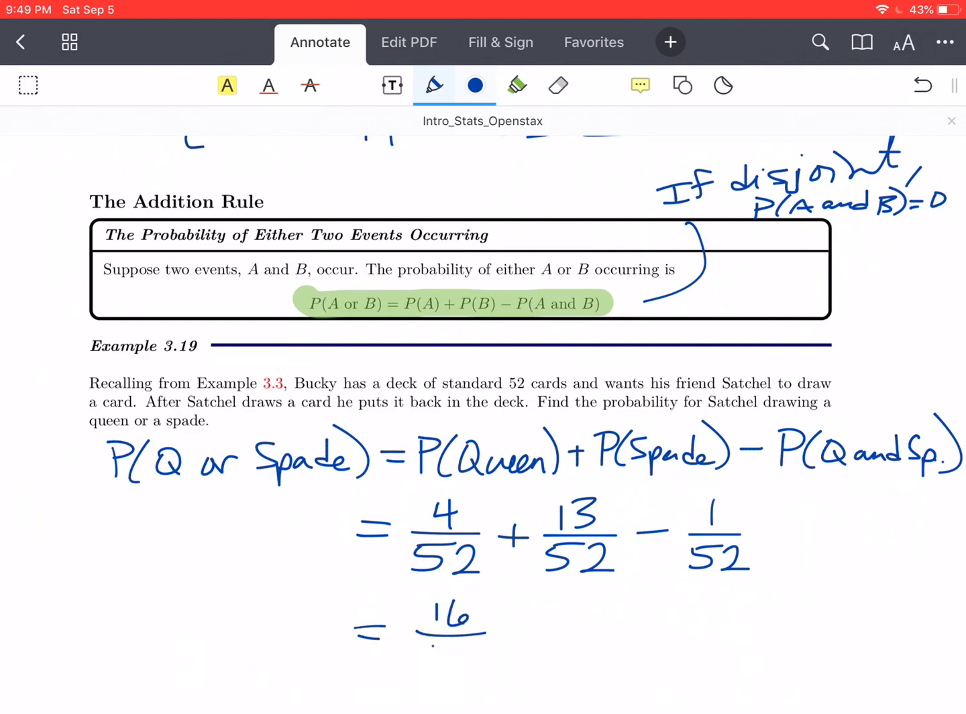This leaves us with 16 out of 52, which is approximately 0.308. So the probability of him drawing a queen or a spade with replacement is 0.308, so about a 30% chance of this event occurring.